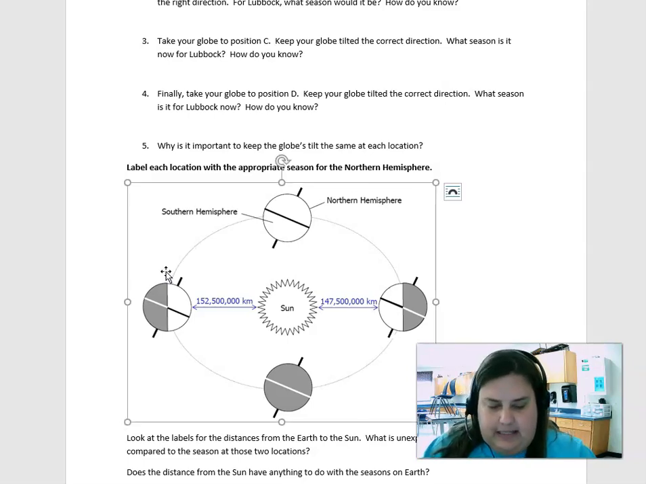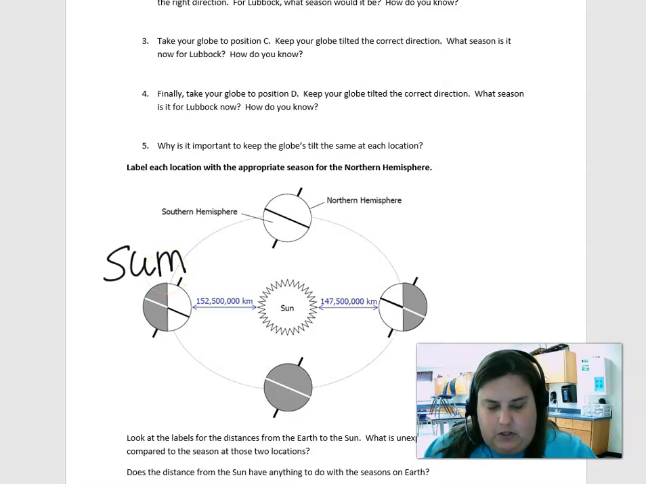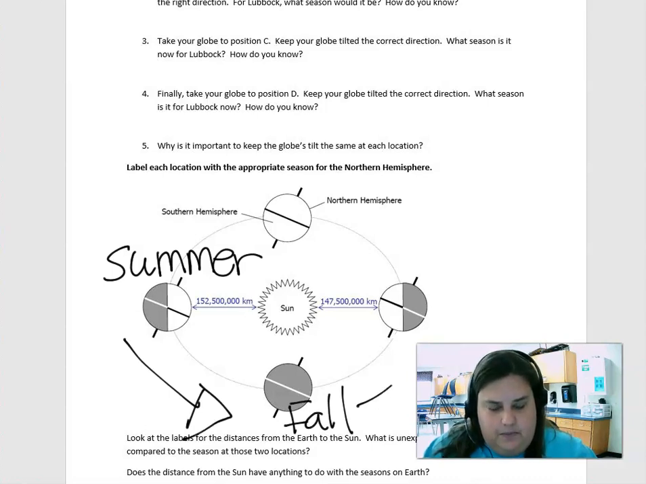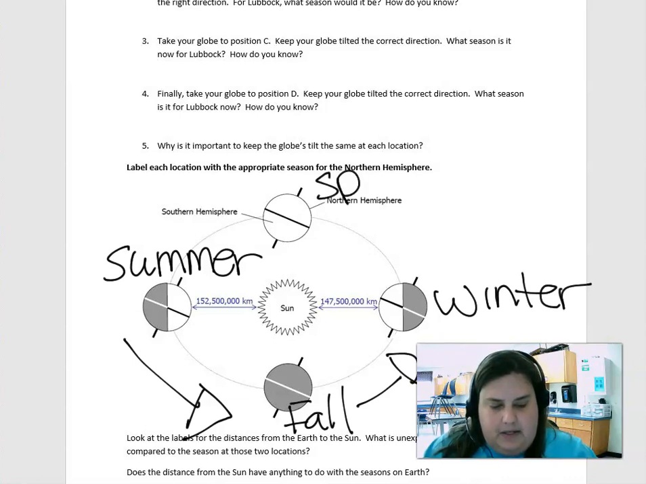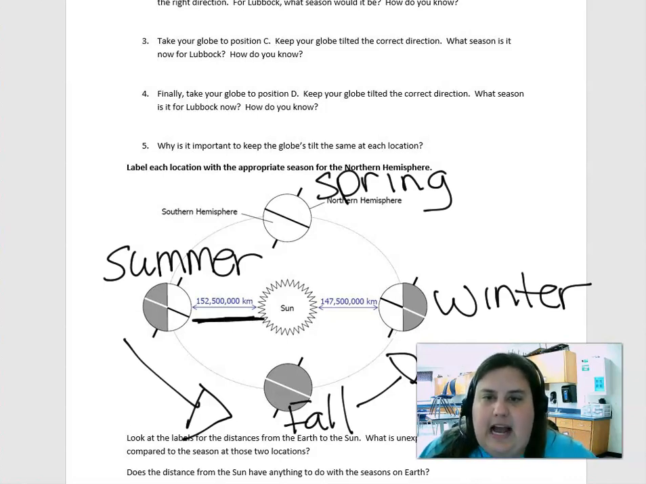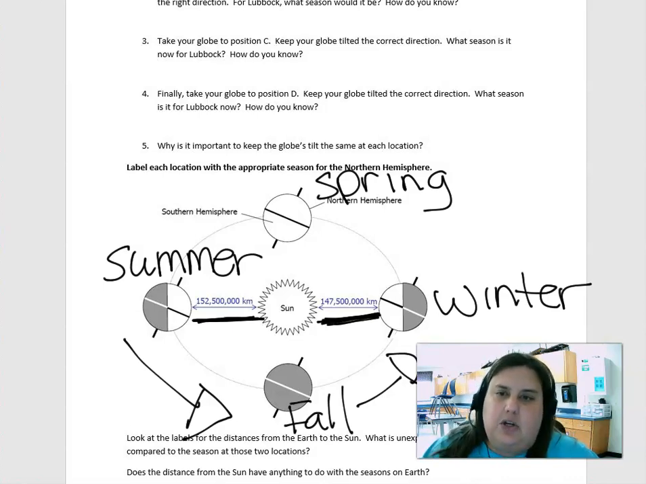So when we look at these numbers, this position right here is going to be summer. This is fall. We're going to go counterclockwise. So that would make this winter. And this up here is going to be spring. So if I look at the distance between the Earth and the sun for summer, I see that we are actually further away from the sun in the summer position than we are when we are experiencing winter. Okay? So distance to the sun does not determine seasons.